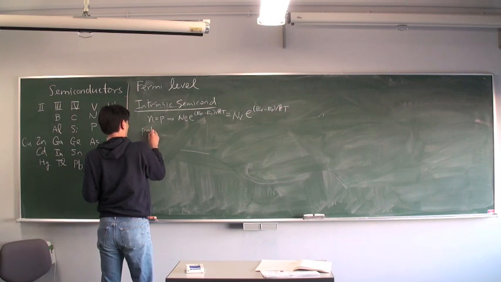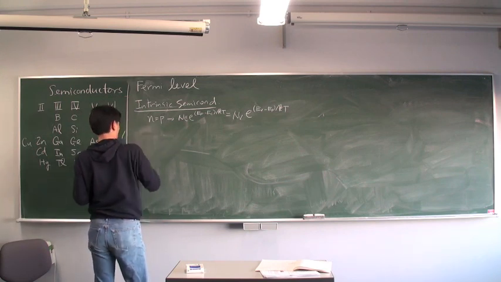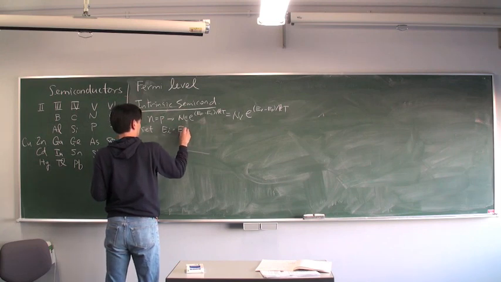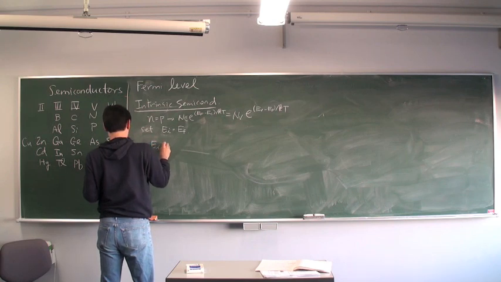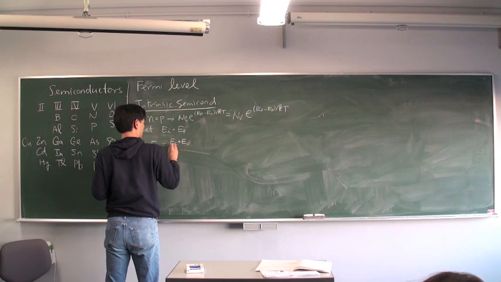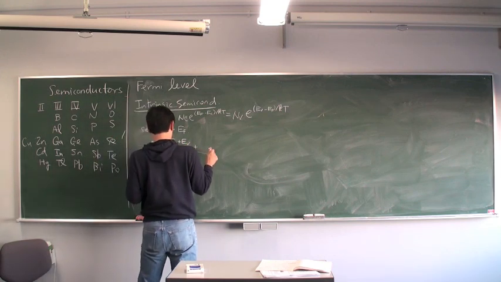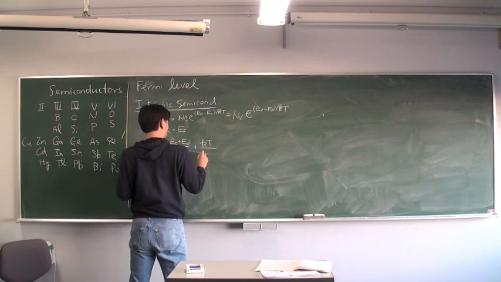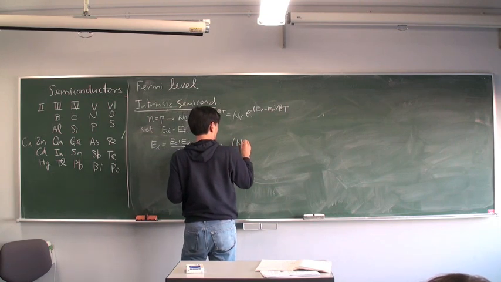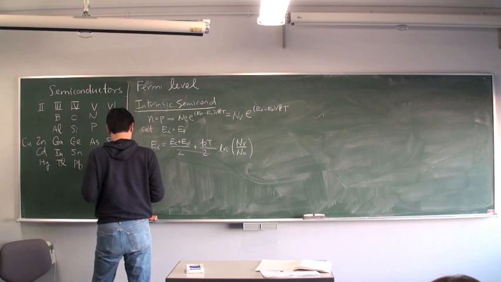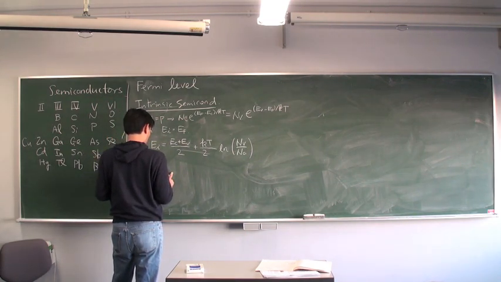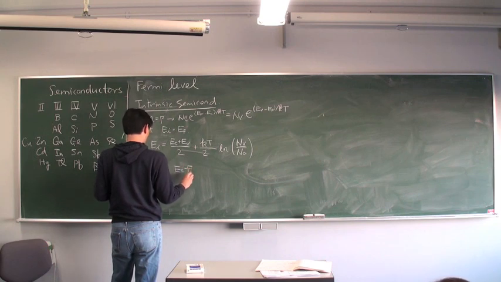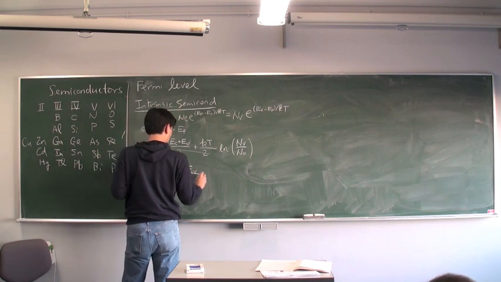And we set Ei equal to EF, then we get Ei equals (EC plus EV) over 2 plus kT over 2 natural log of Nv over Nc, and that's equal to (EC minus EV) over 2 plus EV.